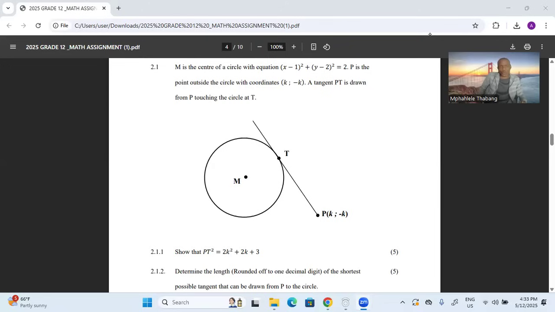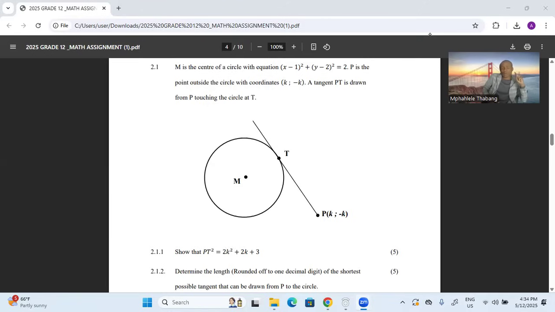Hello guys, we are continuing with our assignment. We are now going through question 2. And question 2 is still analytical geometry. It contains a lot of, let me say, important mathematical ideas of analytical geometry.